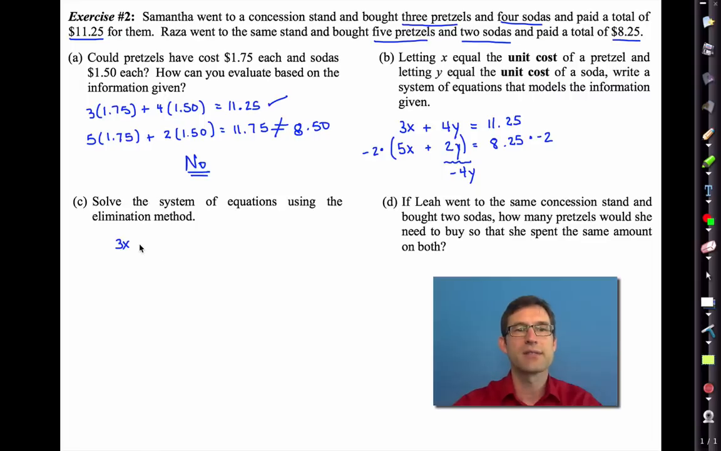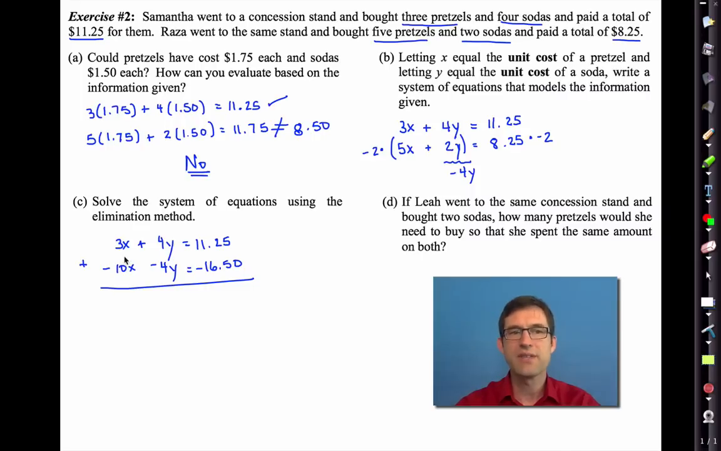I'm going to get 3x plus 4y is equal to 11.25. And then I'm going to get negative 10x minus 4y is equal to negative 16.50. All right, so when I add together, watch your positives and negatives. These two are going to cancel. These two will give me negative 7x. When I add these together, I'll get negative 5.25. Yeah, just had to check my cheat sheet. Of course, dividing both sides by negative 7 will give me an x value of 0.75.